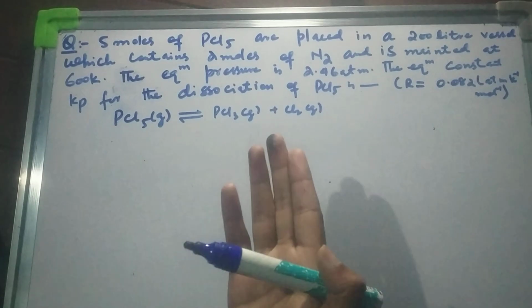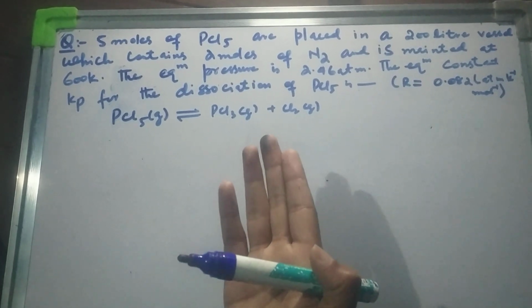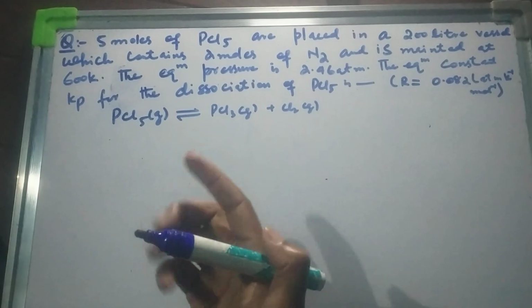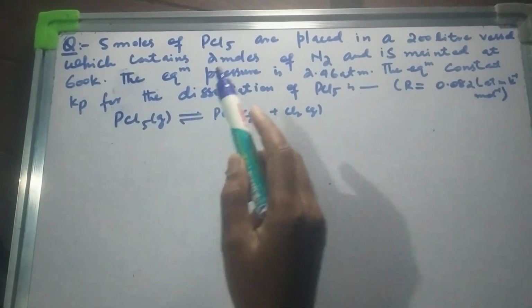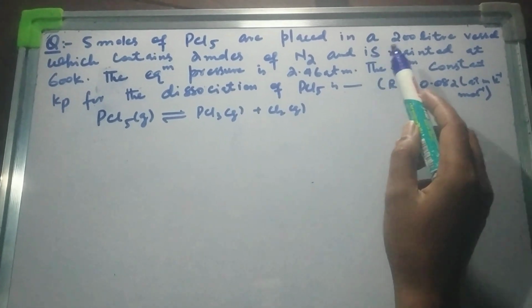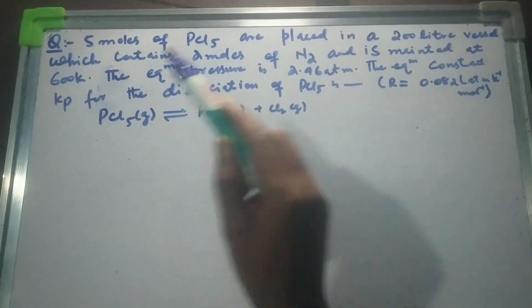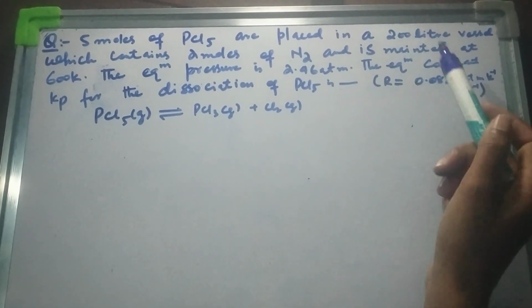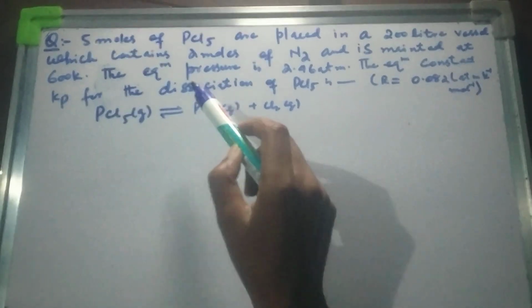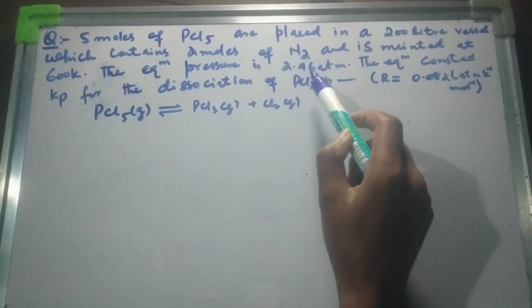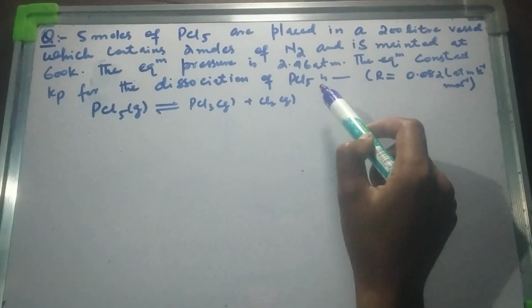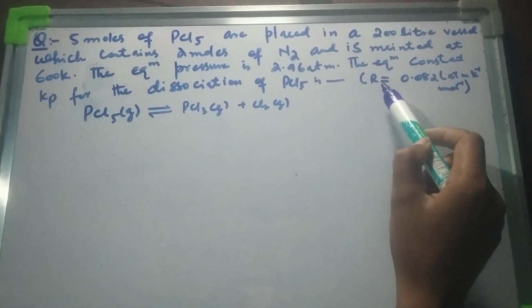This question was asked in the JEE Mains paper, and it is from equilibrium. The question says 5 mole of PCl5 are placed in a 200 liter vessel which contains 2 mole of N2 gas. The temperature is maintained at 600 Kelvin. The equilibrium pressure is 2.46 atm. The equilibrium constant for dissociation of PCl5 is asked.